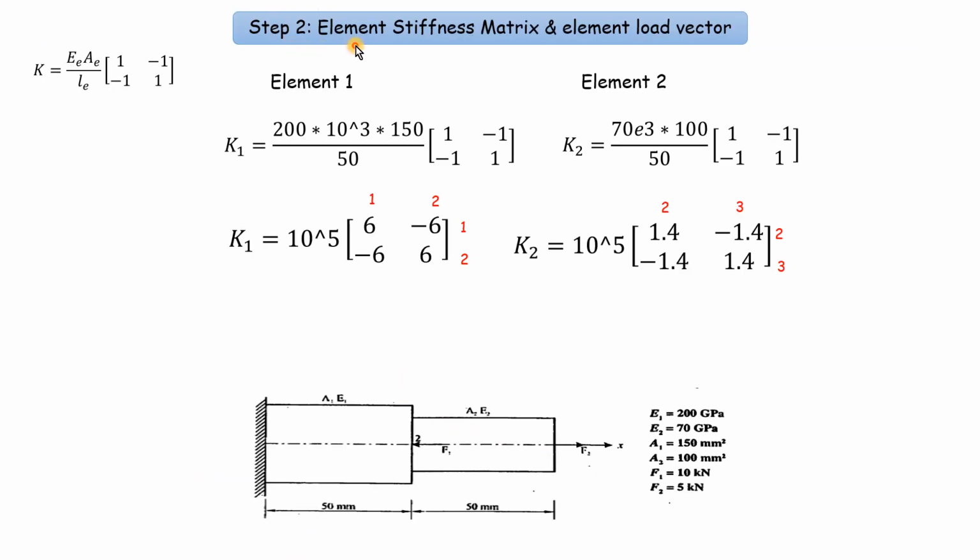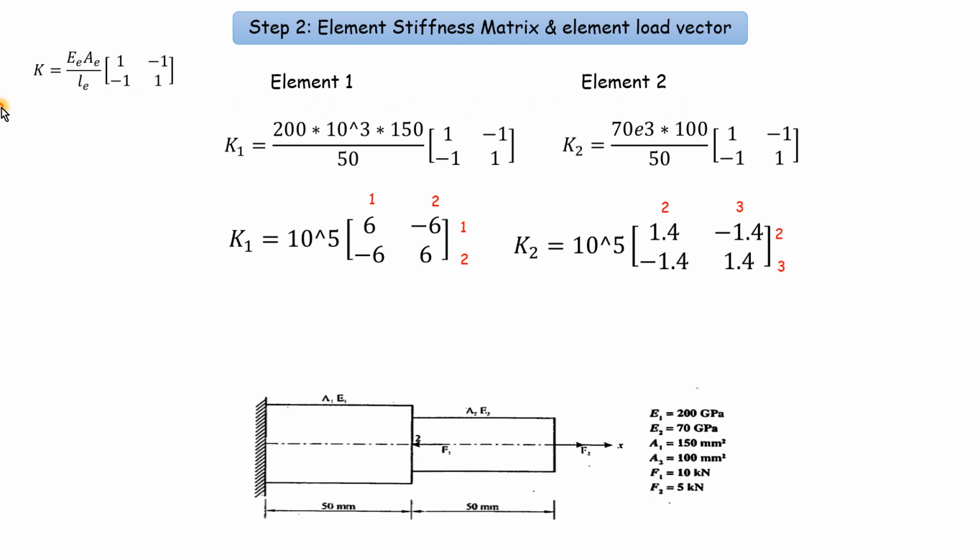The second step is determining the element stiffness matrix and element load vector or element displacement vector. So here in this case we'll find out what are the element stiffness matrices for the first element and for the second element. Since we have divided the given bar into two elements, we'll find out what is the stiffness matrix for element 1, what is the stiffness matrix for element 2.